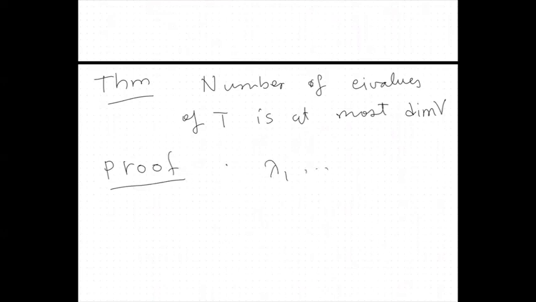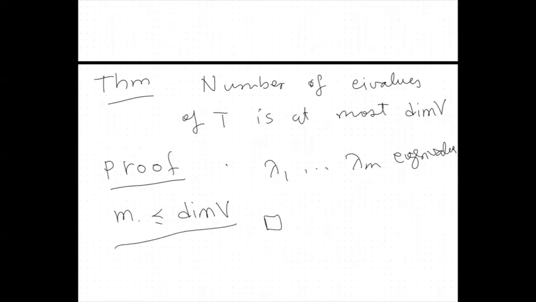Lambda 1, lambda m, eigenvalues, your dimension of V must be the upper bound for m. So this is a square sketch of our proof.